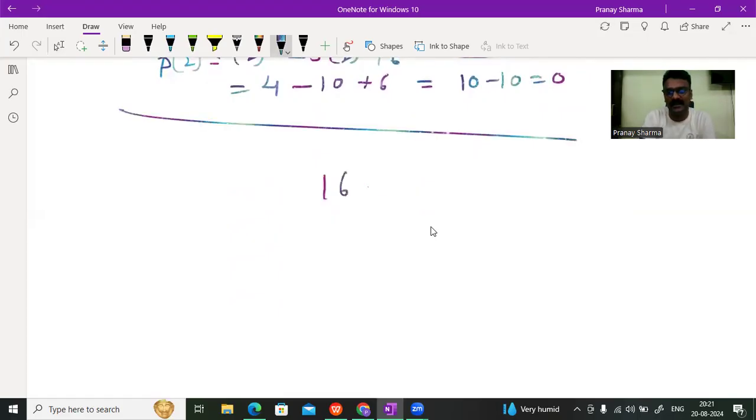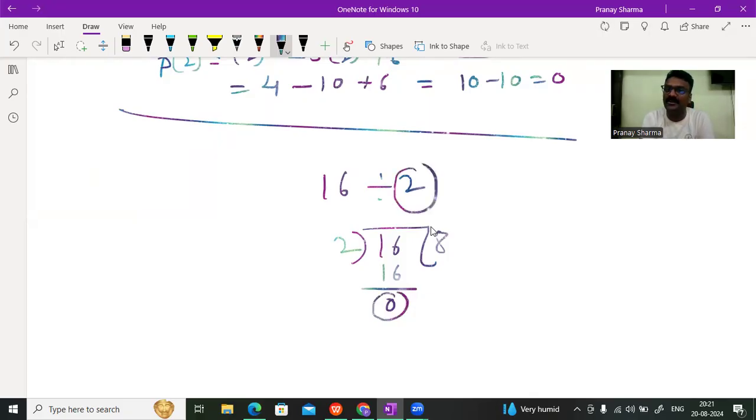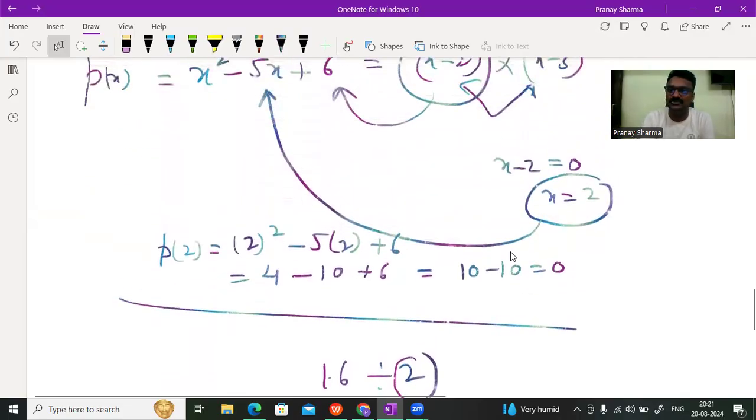Let us say if we divide 16 by 2, all right. So we know that 8 times 2 into 8 will give us what? 16. 16 minus 16 is 0. So this remainder comes out to be 0. If I am saying that 2 is a factor of 16, that means the remainder will be 0. So if I say that this 2 is a factor of p of x, that means the remainder should be 0. All right.